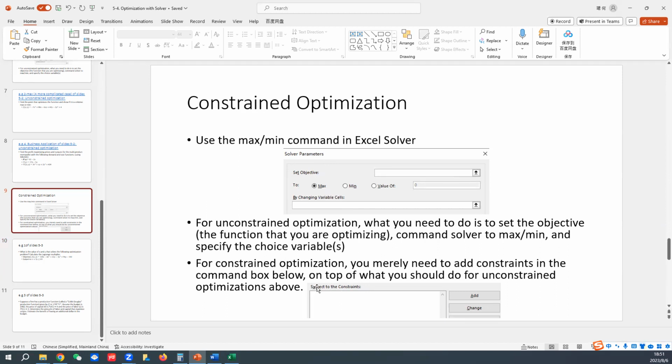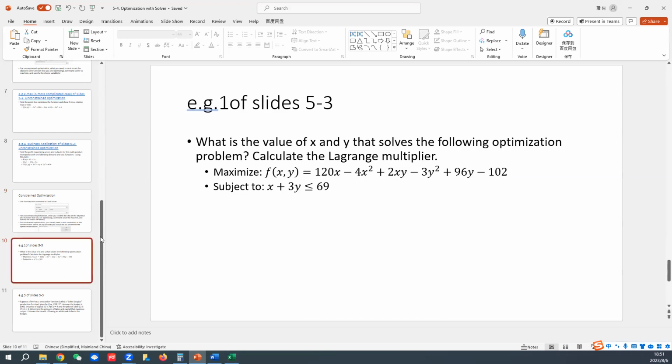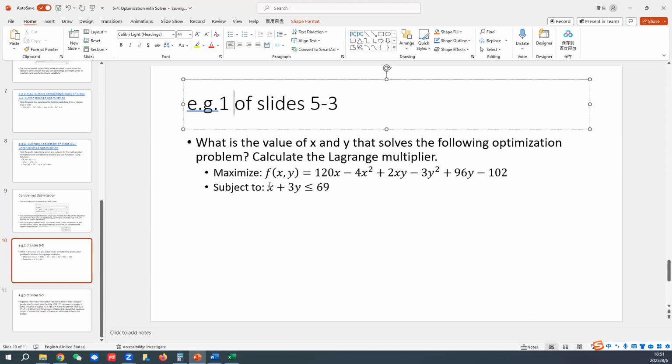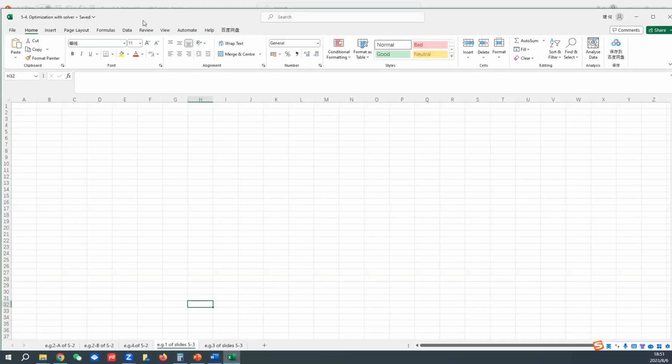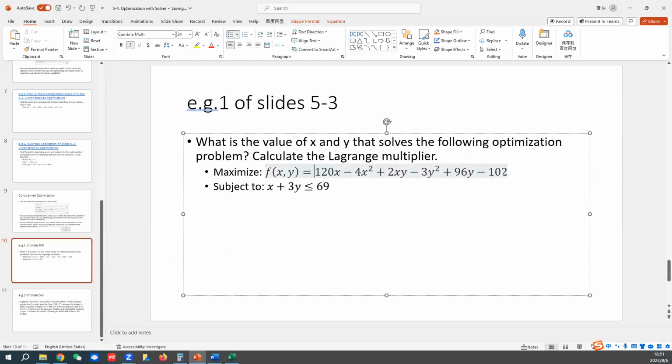We actually have done this when we were solving system equations using the constraint method. And here you're just changing the equality into maximization or minimization. So let's look at the first example, which is example 1 of slides 5-3. Here we're going to just directly derive the result.